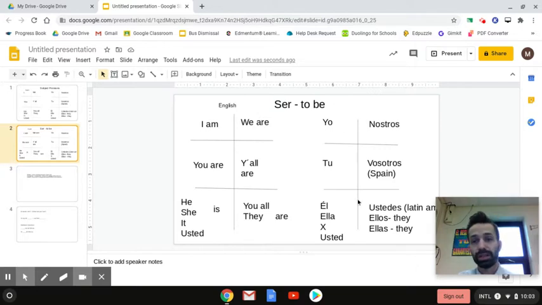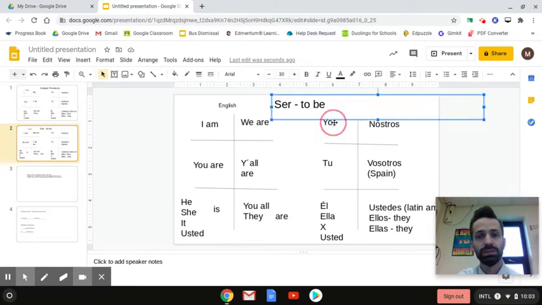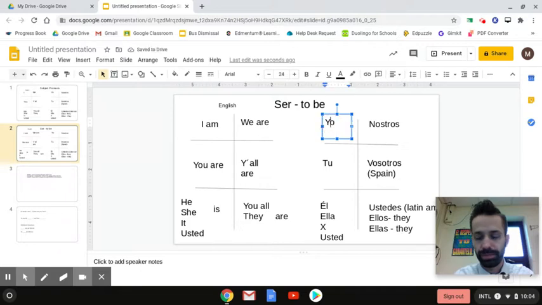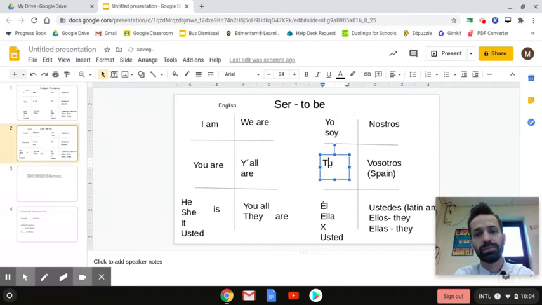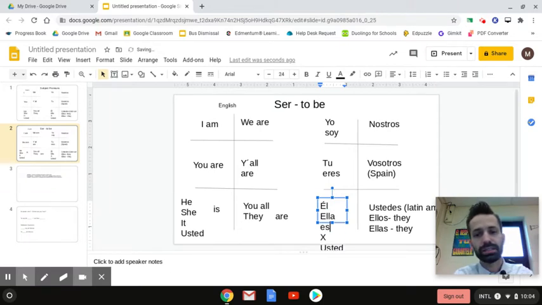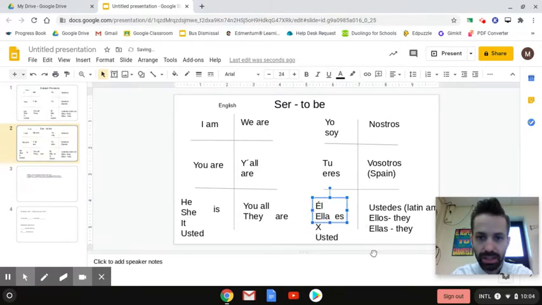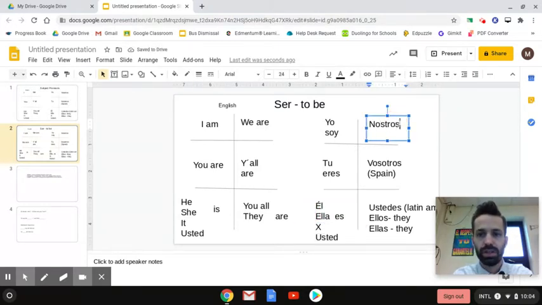Over here, we're going to write in the Spanish versions. So yo, in Spanish, the version that goes with yo is soy. Yo soy is I am. Tú eres, you are. Él, ella, and usted es. Let's stretch this out a little bit. Es. Nosotros somos, we are.